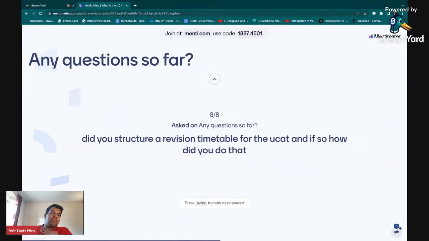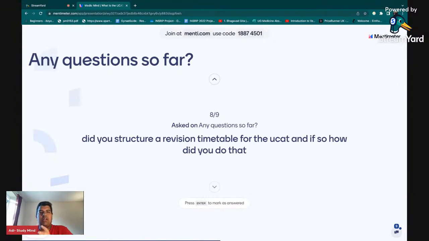How did I structure a revision timetable? I didn't have a set in stone timetable. I just did, okay, so I'm just going to start by doing the section questions untimed. I'm going to take some lessons after I've been taught about these questions by my tutor. I'm going to do these questions I've been given as homework, or I'm going to do these questions on Medify or the Medic Mind question bank. I'll do those questions by myself untimed.